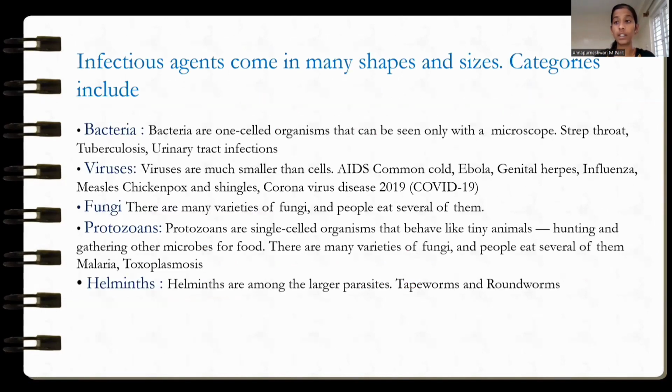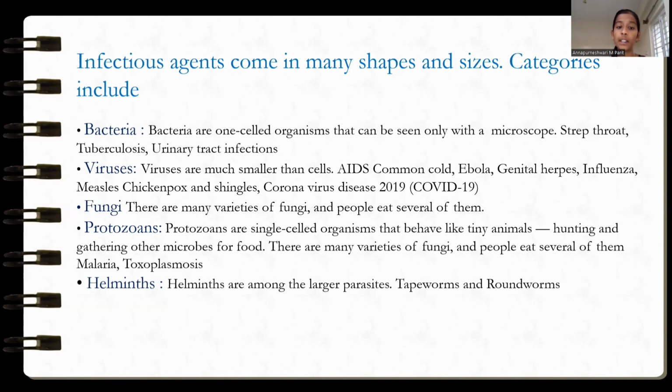Infectious agents come in many shapes and sizes. Categories include bacteria, viruses, fungi, protozoans, helminths. Bacteria are one-celled organisms that can be seen only with a microscope. And viruses are much smaller than cells. Examples are AIDS, common cold, genital herpes, influenza, measles, chickenpox, and shingles. Coronavirus disease is also one example of a virus.